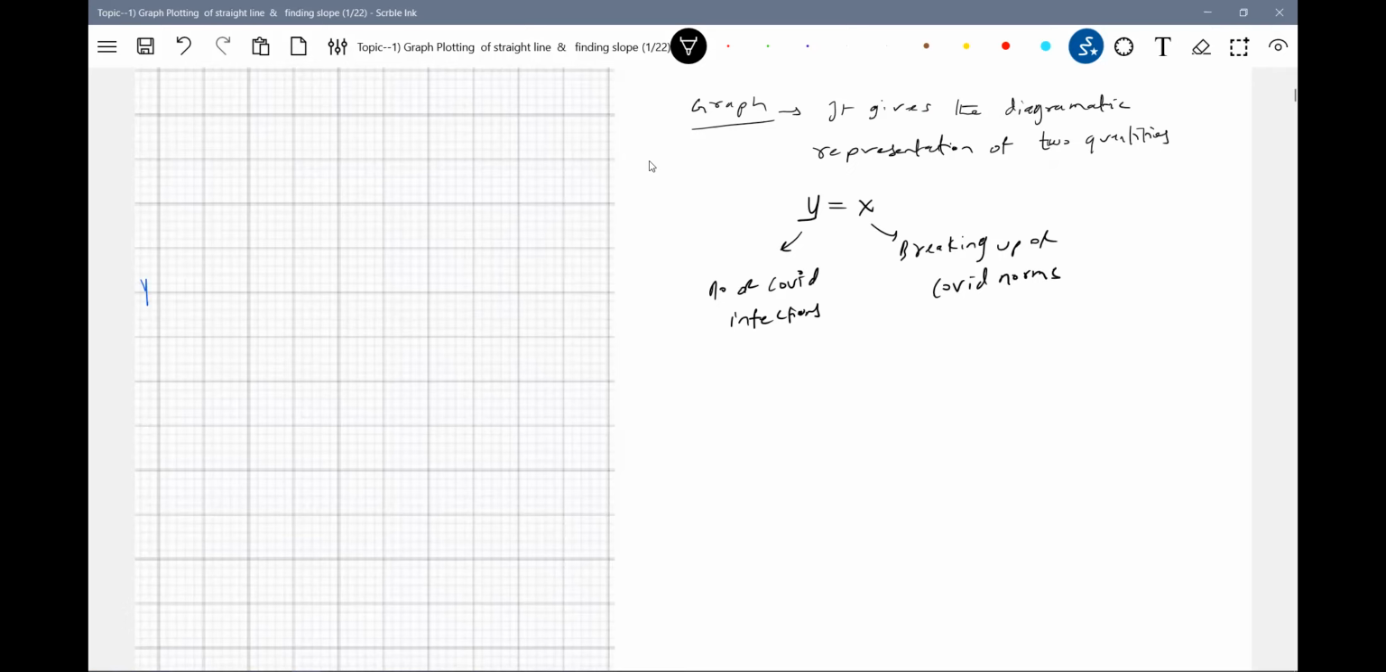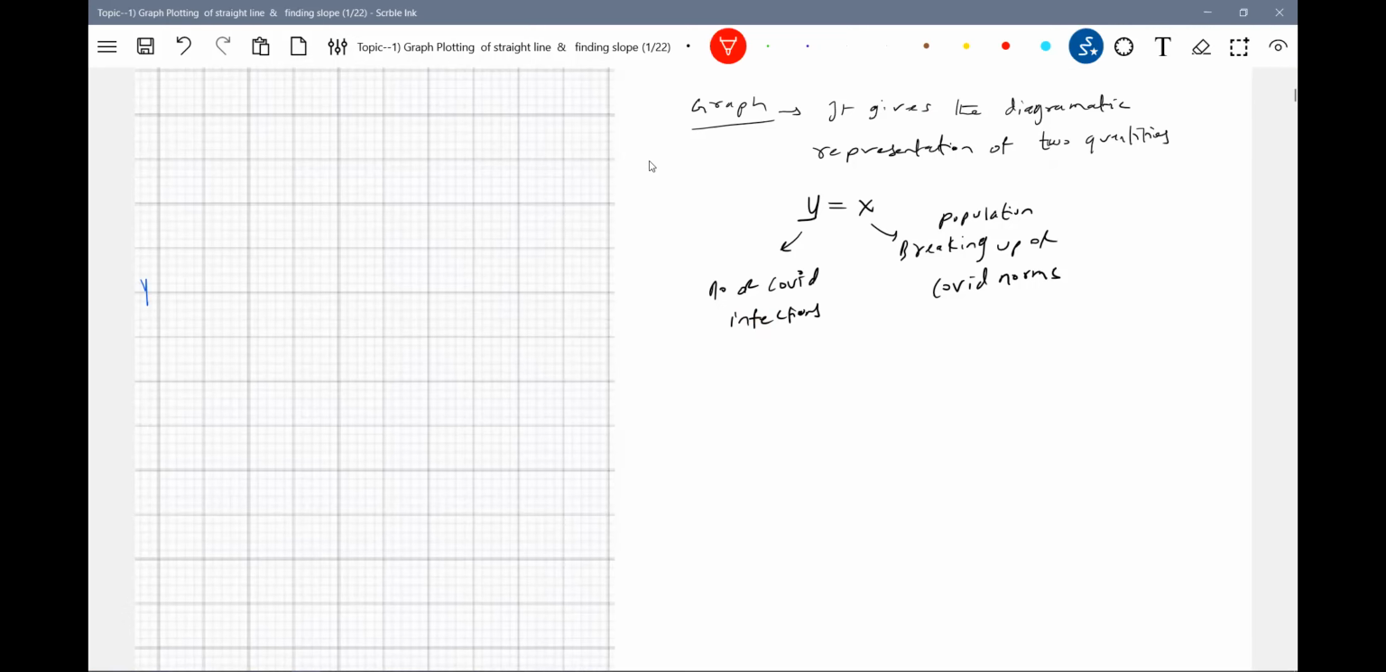How are these two related? These two are linearly related. As the population breaks the COVID norms, the number of COVID infections will increase. That's what we can say. So how do we write this mathematically? Number of COVID infections is equal to population.